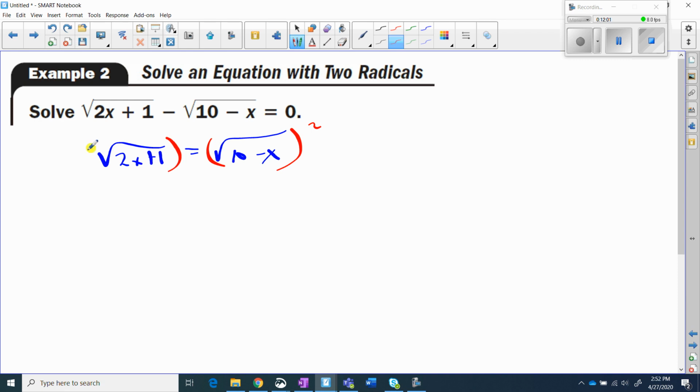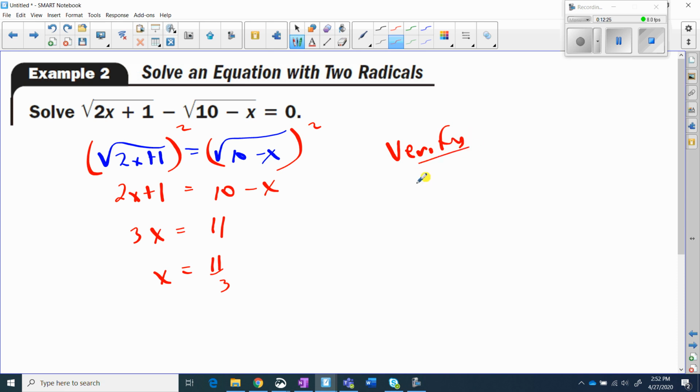Now conveniently, there's nothing else there on this side. Started out with a 0, which made it a bit easier. If you square this, you get 2x plus 1. You square this, you get 10 subtract x. Solve for x. 3x equals 11. X is equal to 11/3. Now the verifying of this one's a little bit uglier because of the fraction. Let's see how this goes.